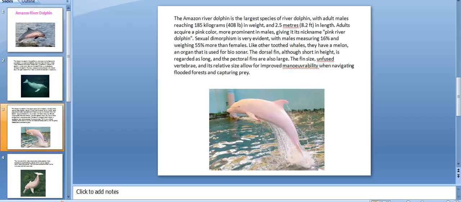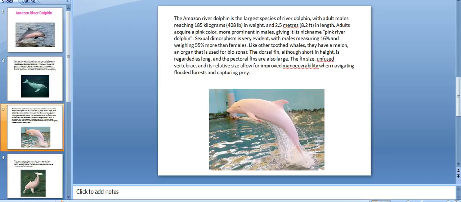The Amazon River Dolphin is the largest species of river dolphin, with adult males reaching 185 kilograms in weight and 2.5 meters, 8.2 feet, in length. This has so much of width. Adults acquire a pink color, more prominent in males, giving it its nickname Pink River Dolphin. Sexual dimorphism is very evident, with males measuring 16% longer and weighing 55% more than females.